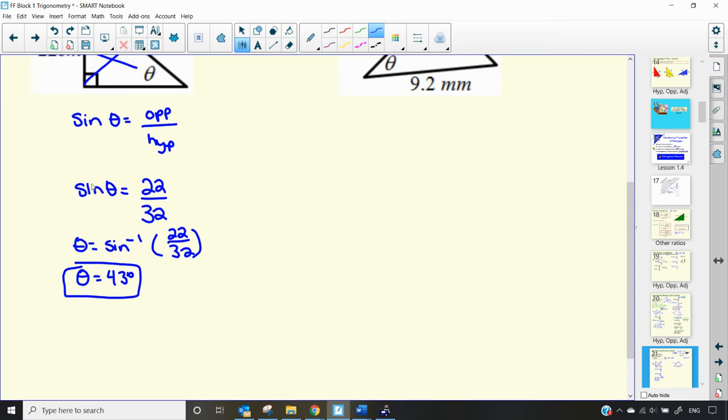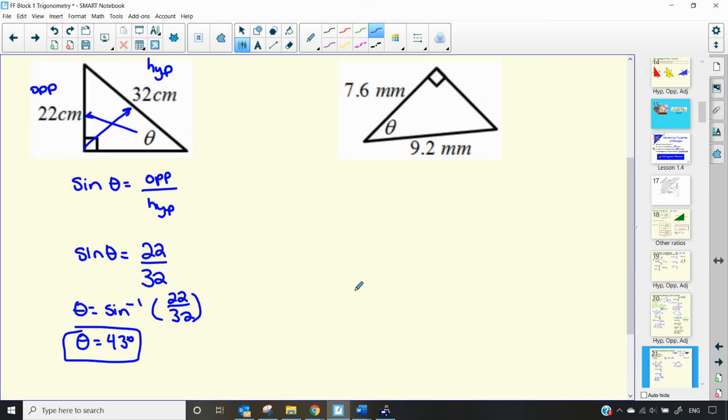Now, when it comes to angles, the only time we use sine -1 is for trigonometry, for when we're solving for a missing angle. So while I do expect to see your ratio written out, I am okay with you just doing these steps right here for solving for angles, because ultimately that's what you're going to be doing, is the inverse.